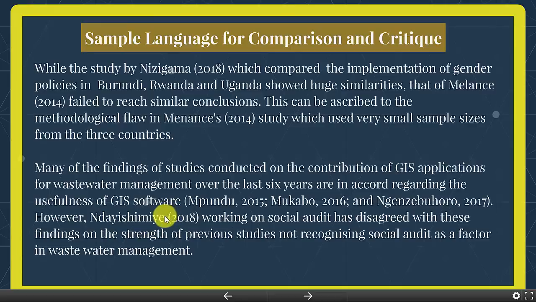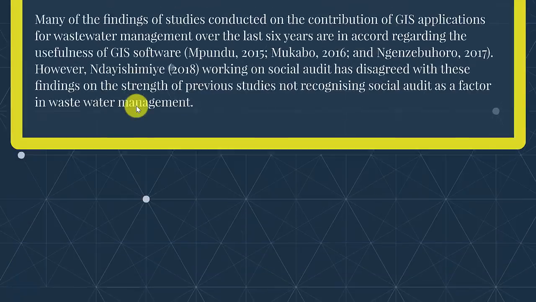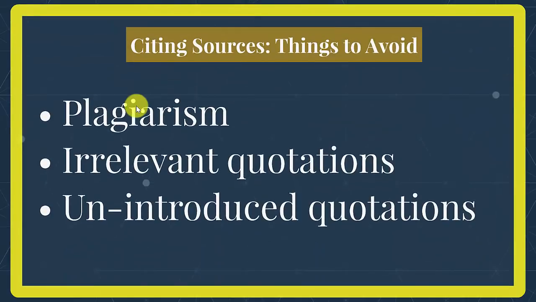Good man. However, Ndayishimiye 2018, working on social audit, has disagreed with these findings on the strength of previous studies, not recognizing social audit as a factor in wastewater management. So we have not just come here to say Nizigama found that so and so, Melan found so and so. We have critically analyzed, we have synthesized, and we have evaluated. Ladies and gentlemen, this is how we should be reporting our literature review, and you can derive this from that matrix that we prepared. So in citing sources, there are some things you should avoid.